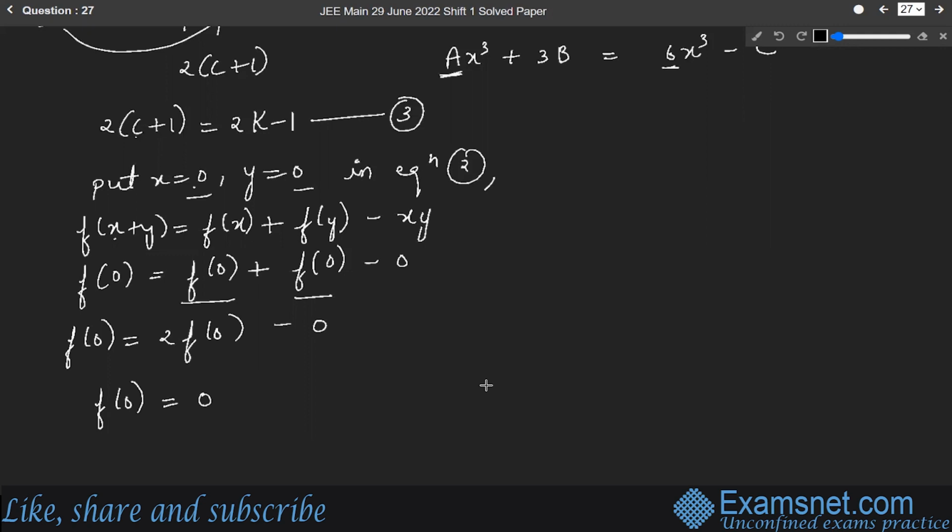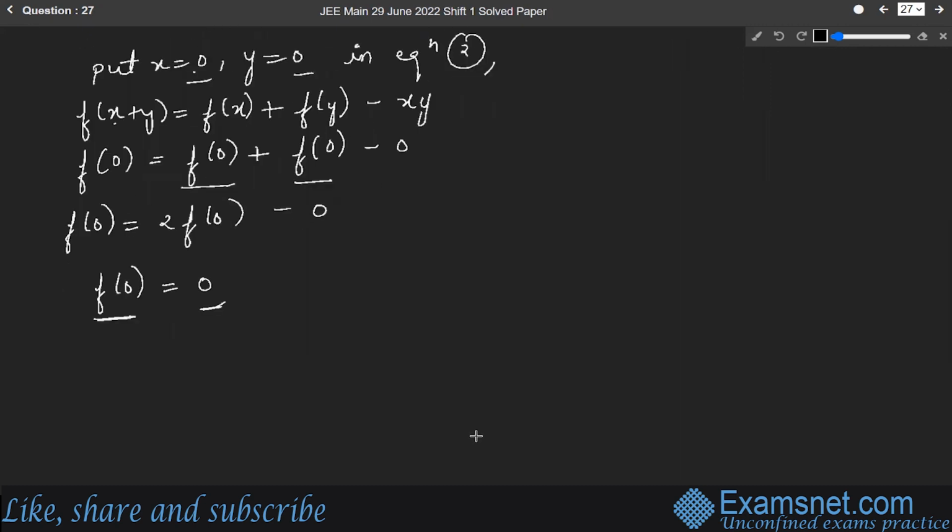Now what we have to do is put f of 0 in equation first. What is equation first? Let us write it. Equation first is f of x is equal to (c + 1) into x square plus (1 minus c square) into x plus 2k. Okay.